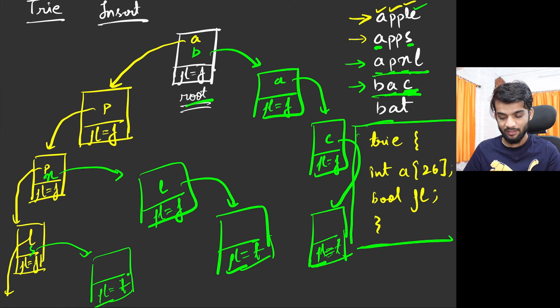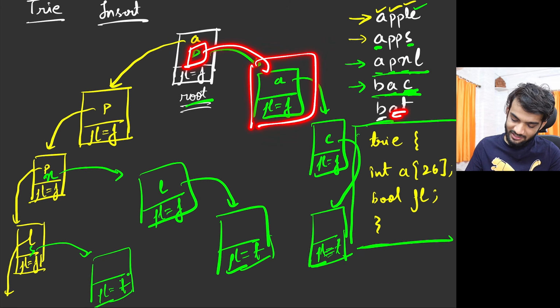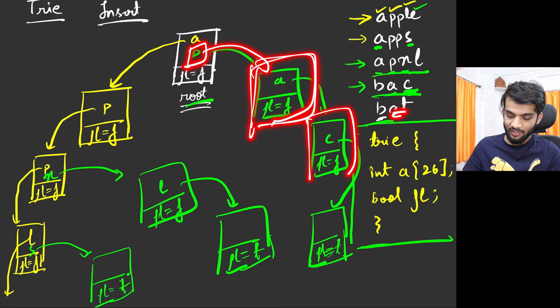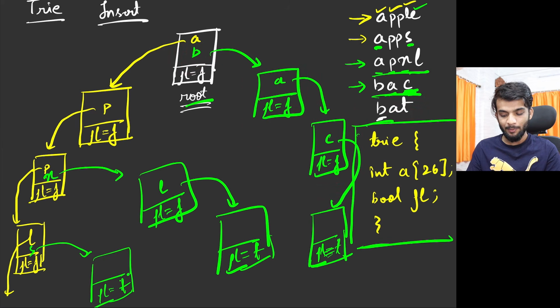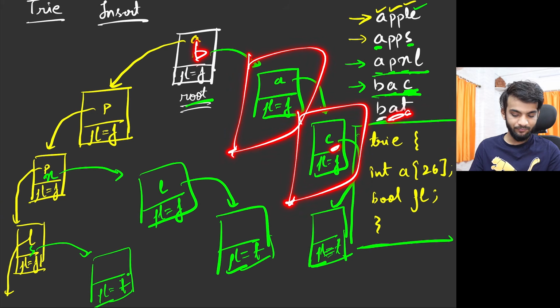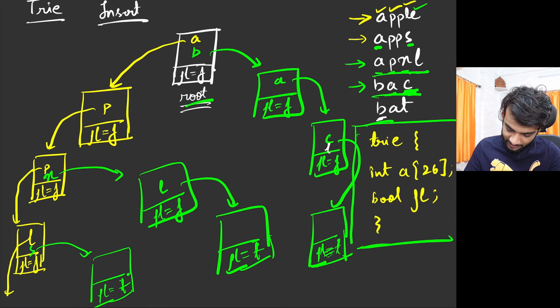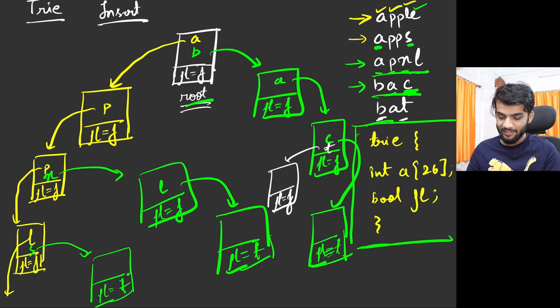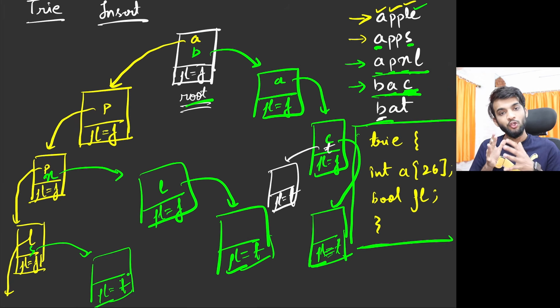Next, this is also done. BAT. For BAT, it's very simple. Does B exist? Yes, B exists. Come across here. Does A exist? Yes, A exists. So come over here. Does T exist? No. Remember, for B, this is the reference. For A, this is the reference. For T, there is no T. Create a T, and create another reference of that T. Initially the flag will be false, and once it is completed, you can go back and make it true. So this is how you can store the entire TRIE data structure.